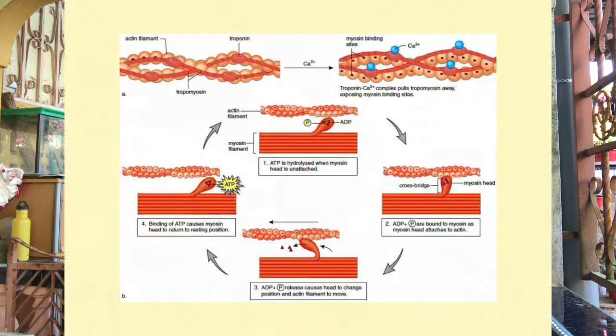This ADP and phosphate will bind to the myosin head as the myosin head attaches to the actin filament. When this ADP and phosphate are released, it causes the actin filament to move. When another ATP binds to the myosin head, the myosin head goes back to normal, and this cycle will rotate again and again.